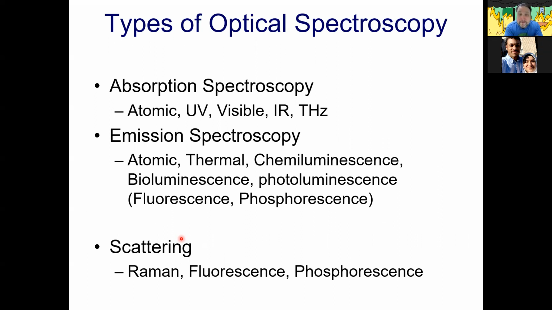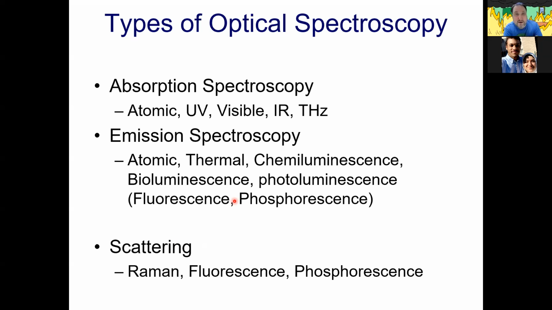Emission spectroscopy, so you can have atomic emission, you can have thermal emission, you can have chemiluminescence, bioluminescence, photoluminescence, such as fluorescence or phosphorescence. So if you see something that is glow in the dark, like one of those glow in the dark things, it is probably a fluorescence or phosphorescence process that you're observing. And we'll talk about the mechanics of how fluorescence and phosphorescence works.